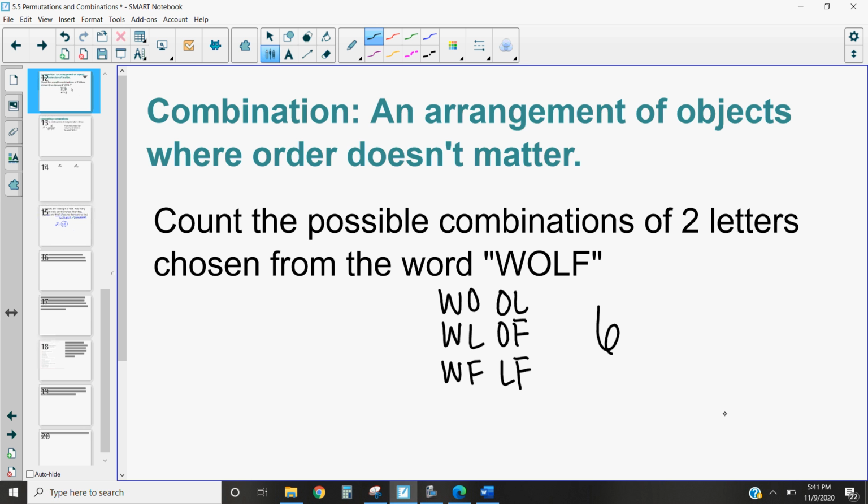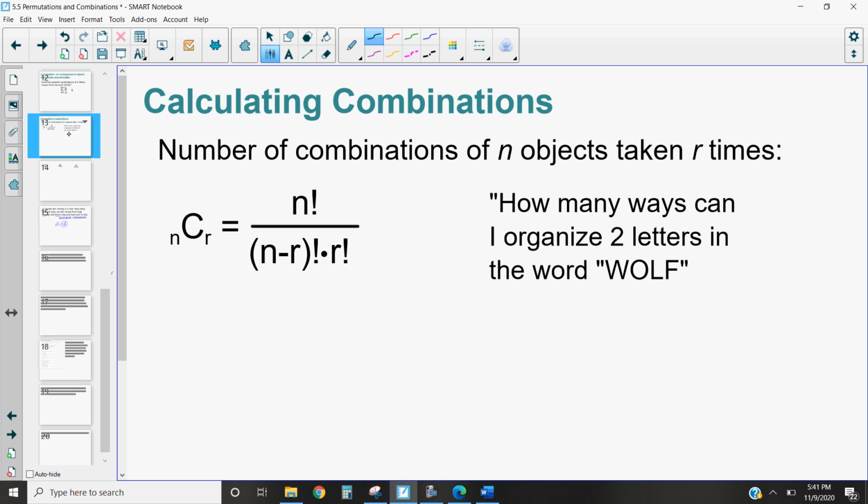Remember when we were selecting 2 from the word wolf, we had 12. So we actually have half the number of outcomes where order doesn't matter. So the way that you calculate a combination of something is we take the number of combinations of n objects taken r times. Oftentimes we say choose. So I have n items and I'm choosing r of them.